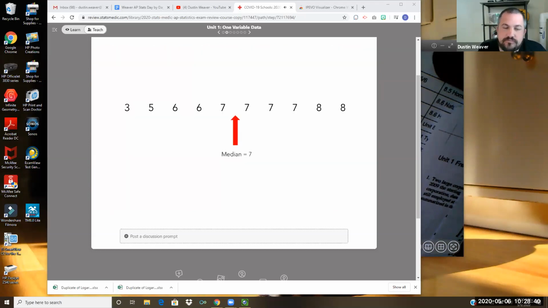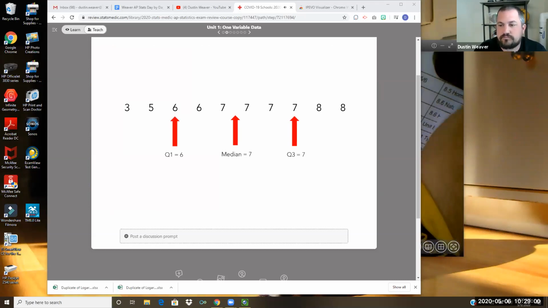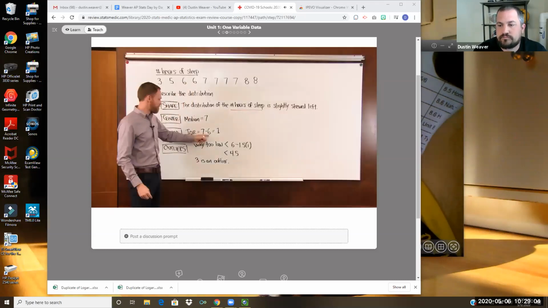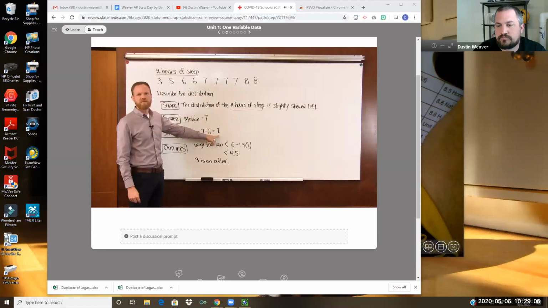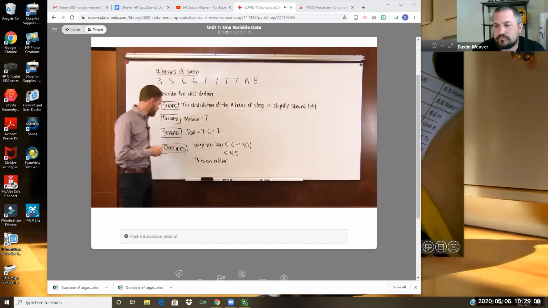Now to find the center, the median is the middle value. So the middle value will be between the 5th and the 6th value. Both of those values are 7, and so our median is 7. To describe the spread, we're going to use the IQR, which will require us to find Q1 and Q3. Q1 is the median of the first half of the data. Q3 is the median of the second half of the data. We subtract Q1 from Q3, and we get a very simple value of 1 for the IQR.